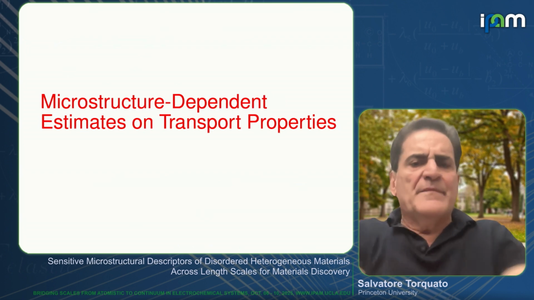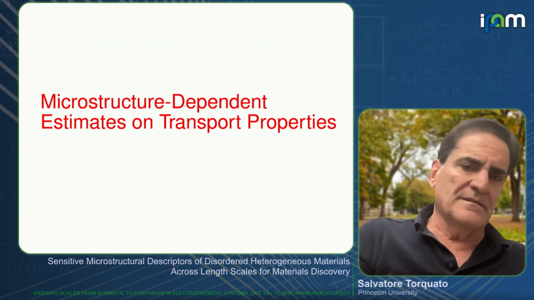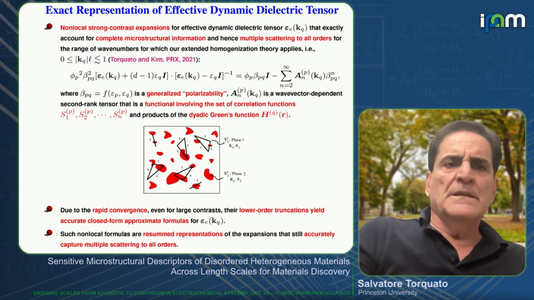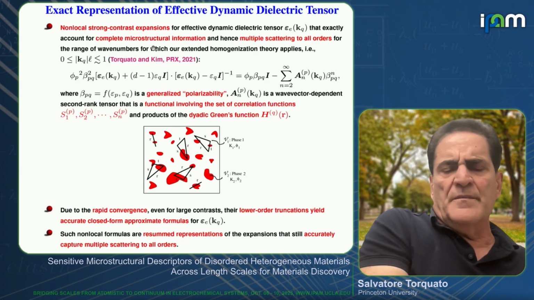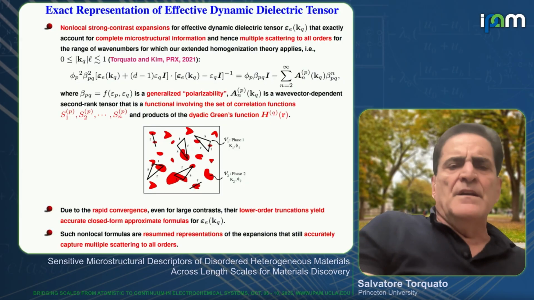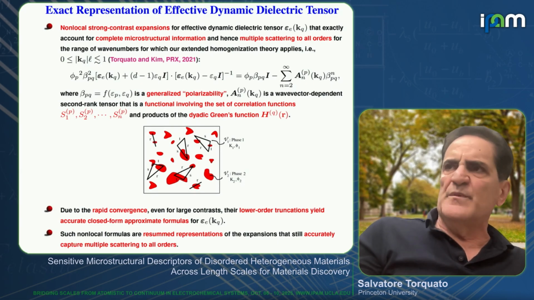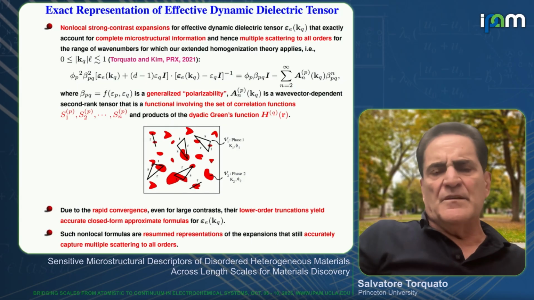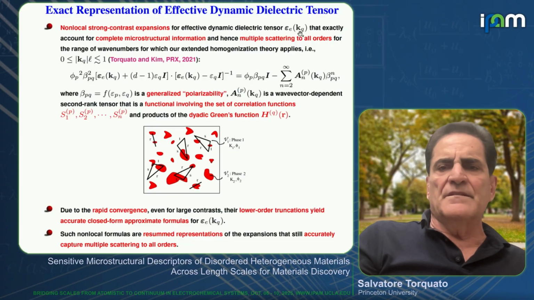Okay, now I'm going to talk about microstructure-dependent estimates of the transport properties, and this is a real whirlwind tour through it. So the first thing that I want to talk about is what you can do exactly. Imagine that now I'm thinking about a more complicated problem in which I'm sending electromagnetic waves into the system, and I want to compute the effective dynamic dielectric tensor, which depends upon the incident wave number, K sub Q.